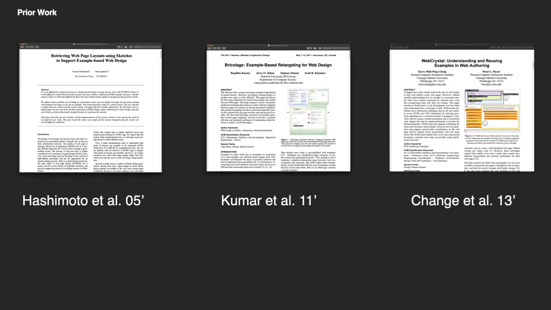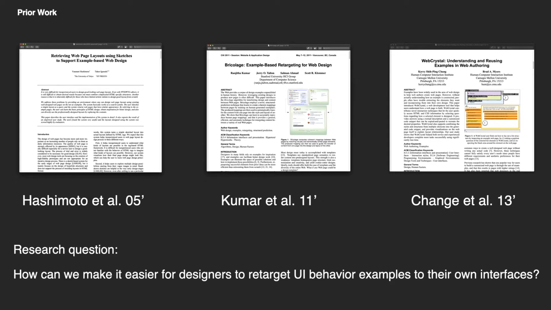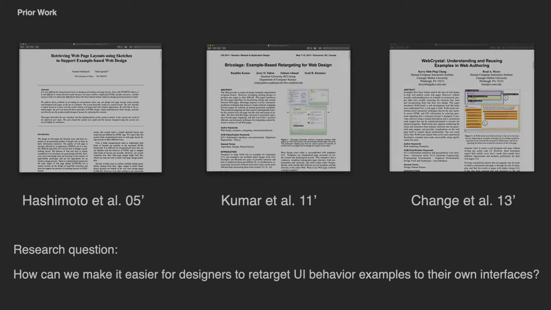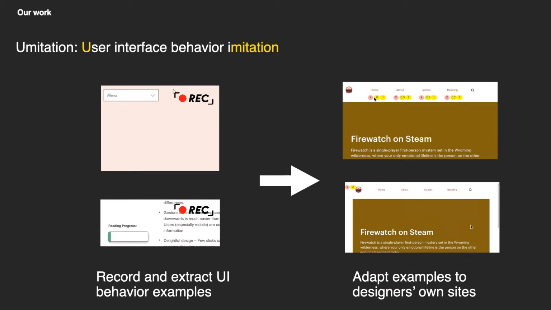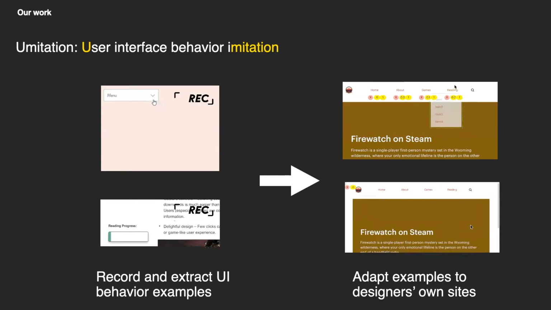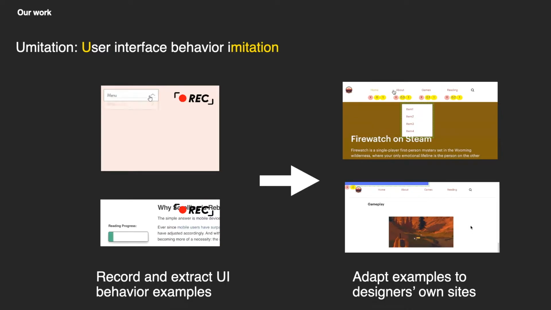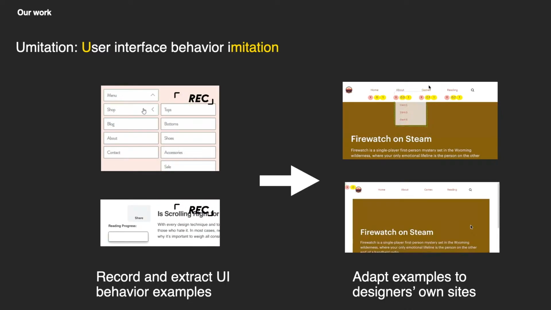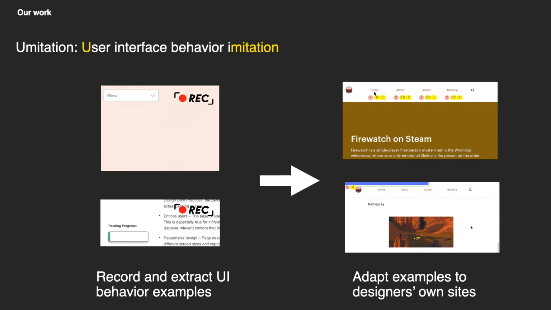Prior work has explored retargeting static design elements, but not their dynamic behaviors. And in this work, we ask, how can we make it easier for designers to retarget UI behavior examples to their own interfaces? So in this work, we proposed a new interaction idea that helps designers to borrow the UI behaviors from one website to another. We instantiated this idea by creating Umitation, a prototype that allows people to extract, edit, and adapt UI behaviors to their own websites.